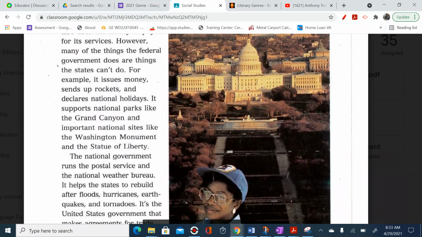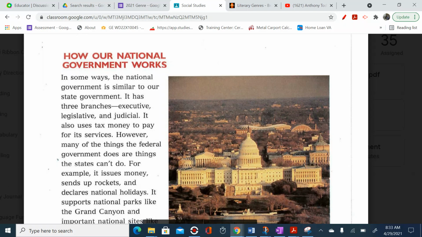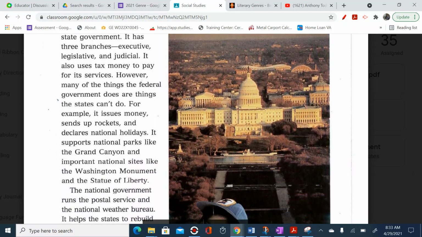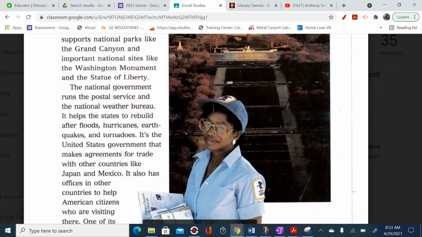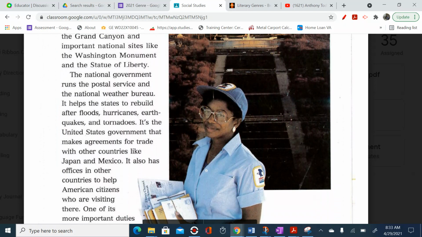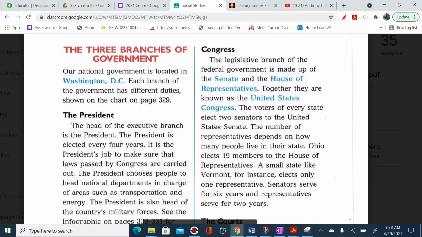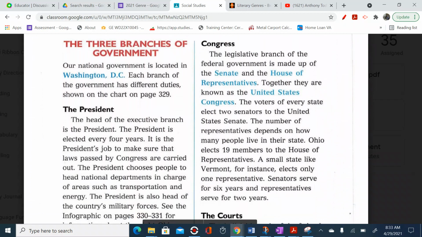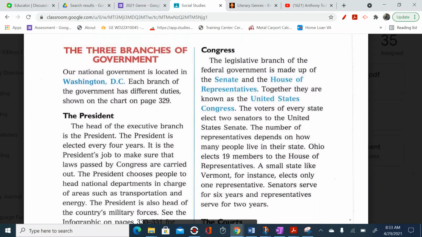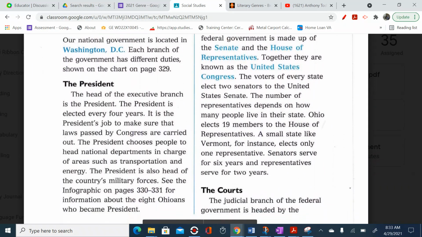All right, so here is your Roman numeral 2, and you definitely have A and at least a B. You might even get into numbers 1, 2, and 3, right? All right, Roman numeral 3. The 3 branches of government. Our national government is located in Washington, D.C. Each branch of the government has its different duties, shown on the chart on page 329, and you can look at that.